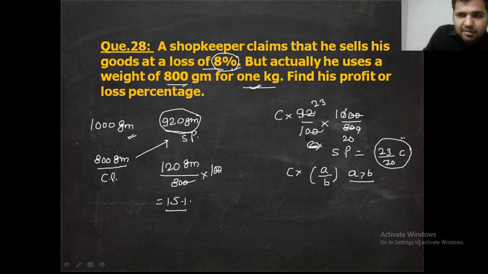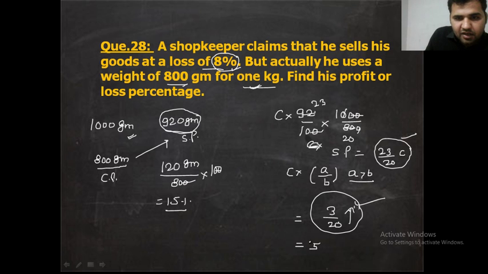When I say my selling price is 23 by 20 of the cost price, that means it is 3 by 20 more than cost price. If it is 3 by 20 more than cost price, that means this will be the profit percentage. What is 1 by 20? 1 by 20 is 5%. 3 by 20 would be 15%.